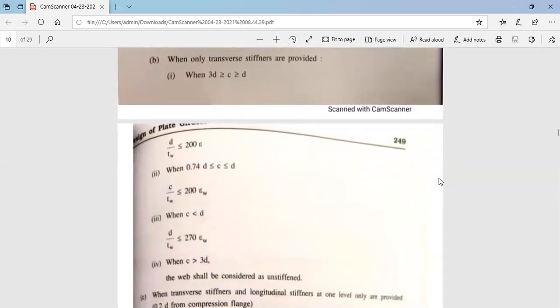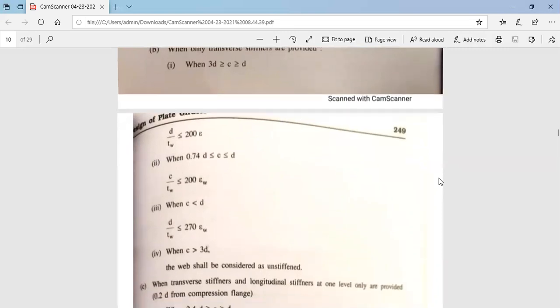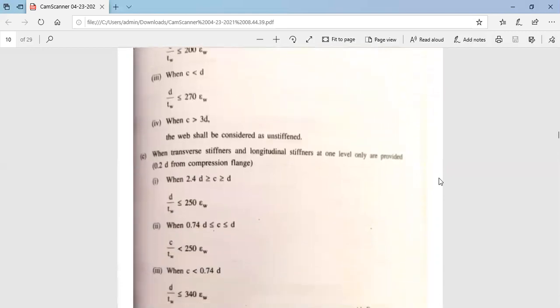Now, second is when only transverse stiffeners are provided. First, when C is greater than or equal to D, the D by TW ratio is less than or equal to 200E. When C is between 0.74 D and D, the C by TW ratio is less than or equal to 200E. And when C is less than 0.74 D, D by TW ratio is less than or equal to 270E. And last, when C is greater than 3D, then the web shall be considered as unstiffened, right?